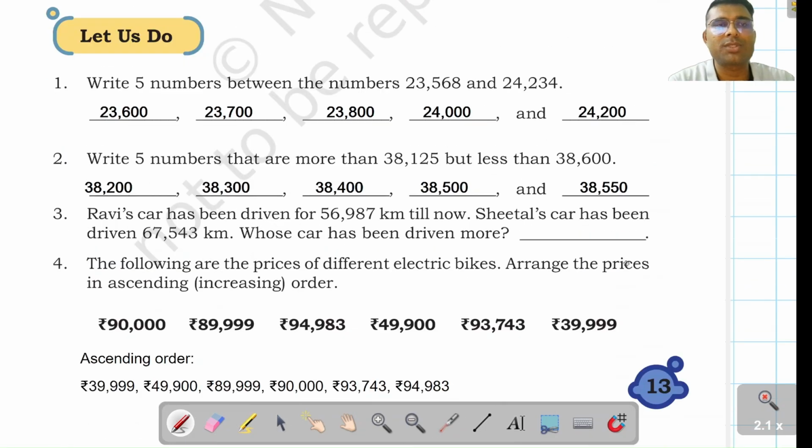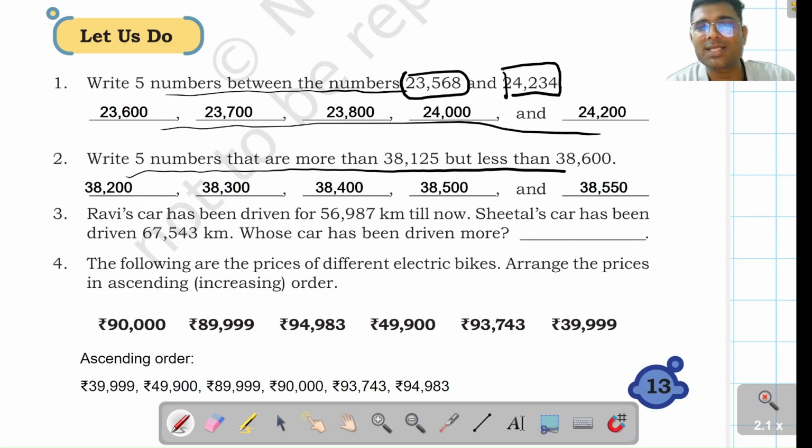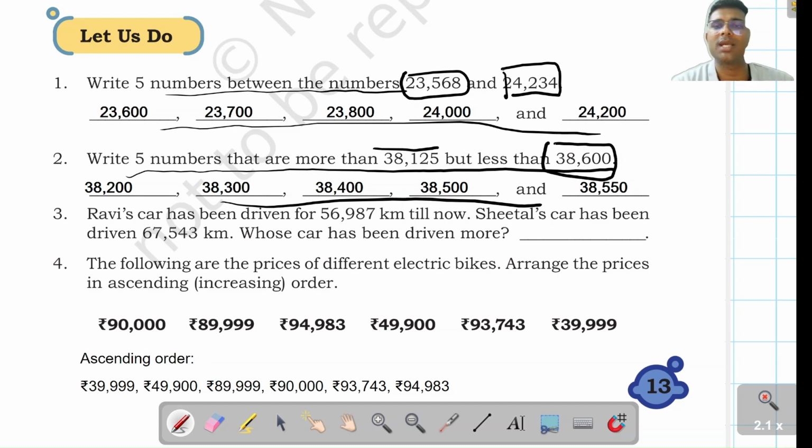Coming to the next question, बच्चों, write 5 numbers between the numbers 23,568 and 24,234. So we have to write 5 numbers in between. I have written here, you can see, 5 numbers that are more than 38,125 but less than 38,600. You can write some other numbers which are correct.